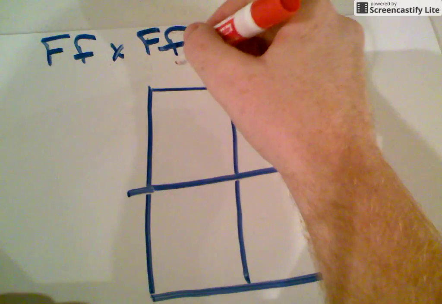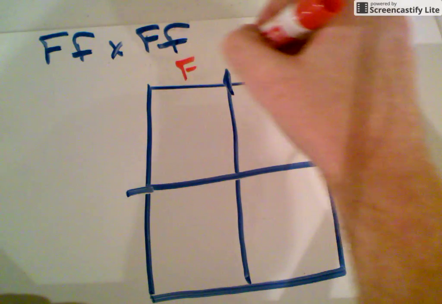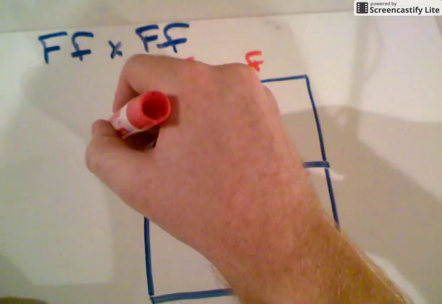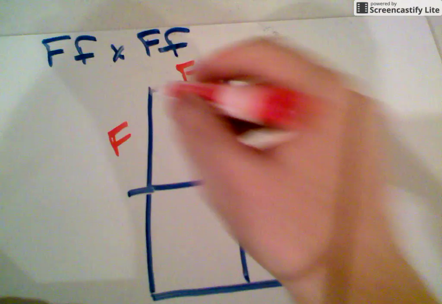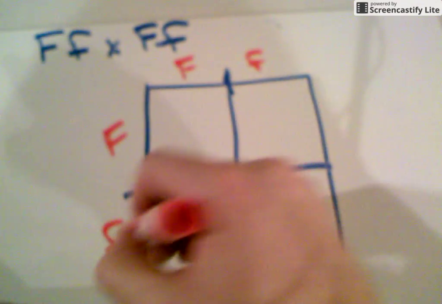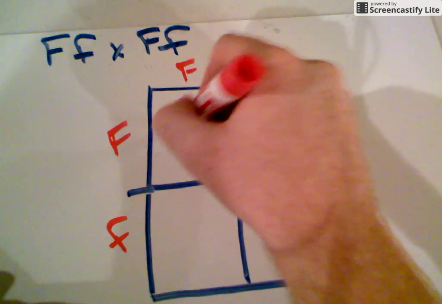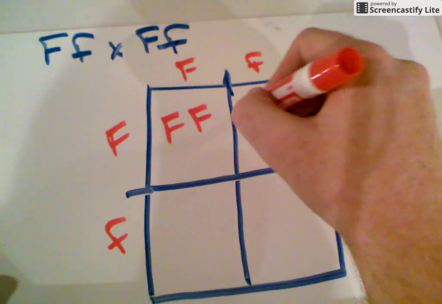Okay, so we'll list the possible parental genotypes across the top. Big F, little f, sorry, and then big F, little f. Go ahead and fill in the Punnett square. Should be good at this now.